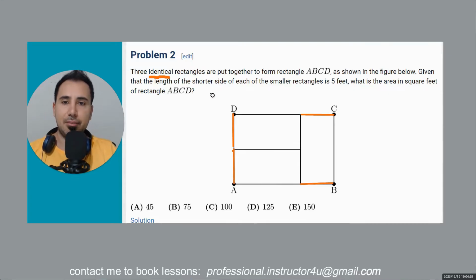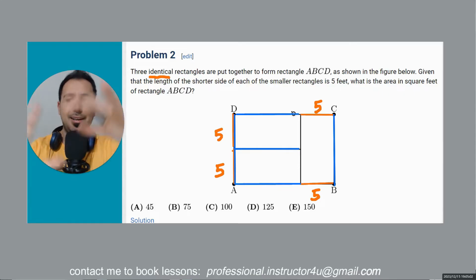Given that the length of the shorter side of each of the smaller rectangles is 5 feet, what is the area in the square feet of rectangle ABCD? So this is 5, this is 5, this is 5, and this is 5. Now, what is the length of the large side now? This one will be 10, 5 plus 5. So that means this is 10, this is 10, this is 10, and this is also 10.